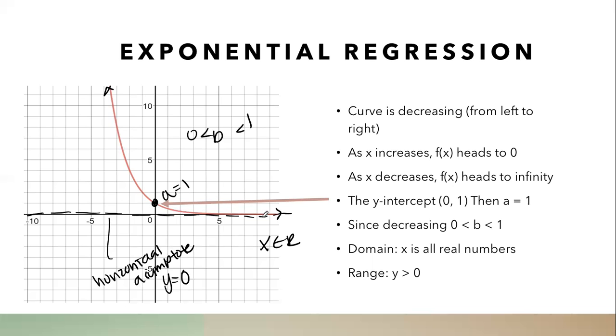So if it's never going to cross this line, what's the range? All real numbers greater than 0. Yes. It's never going to cross this line, but it's all above this line forever and ever. So it's everything greater than 0, not equal to, because it's never touching this line.